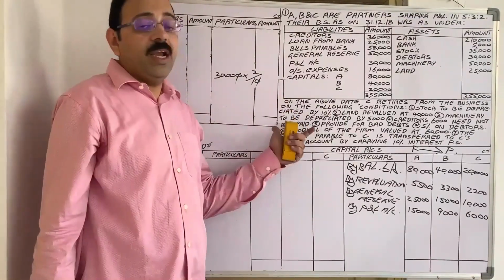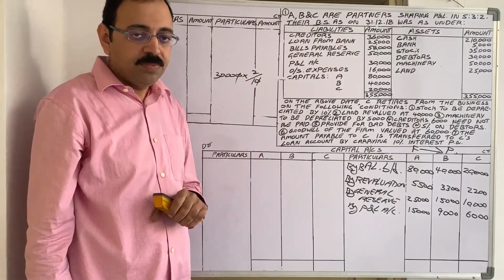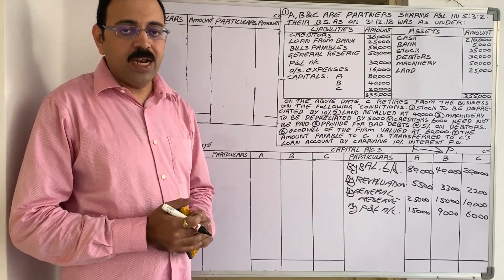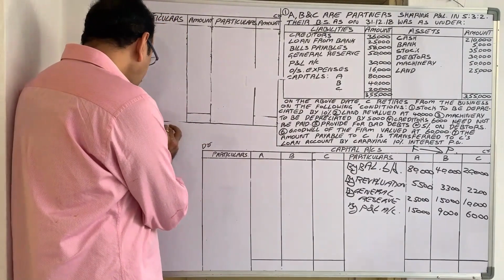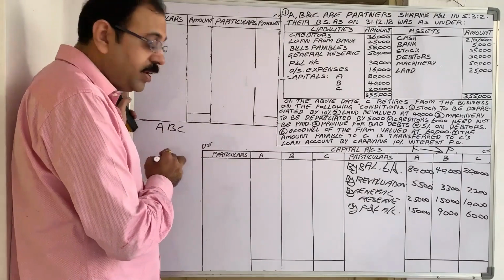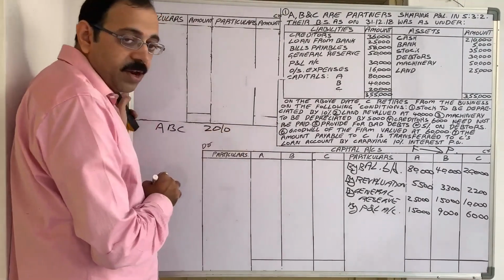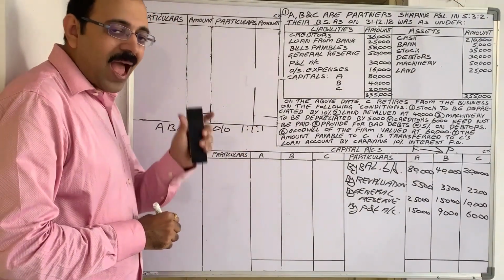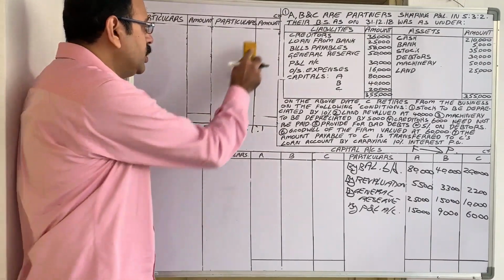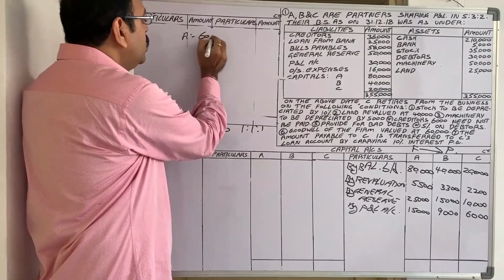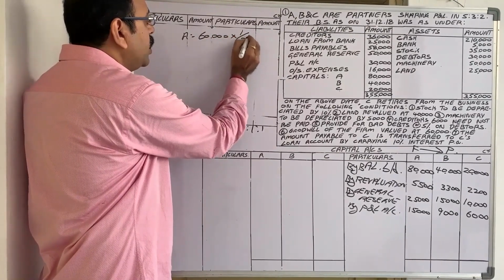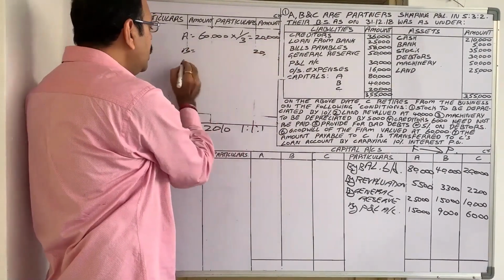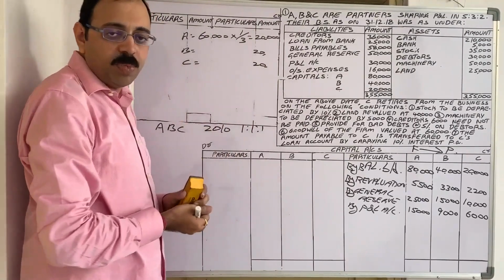Now come to an important adjustment, that is goodwill adjustment. In the event of retirement of a partner, what is the goodwill concept? Let us observe. Suppose A, B, C started their business in 2010. They are sharing their profit and losses in the ratio of 1:1:1, and the average profit is, assume, 60,000 rupees. A used to take 60,000 into 1/3, that is 20,000. B also takes 20,000. C also gets 20,000 rupees.